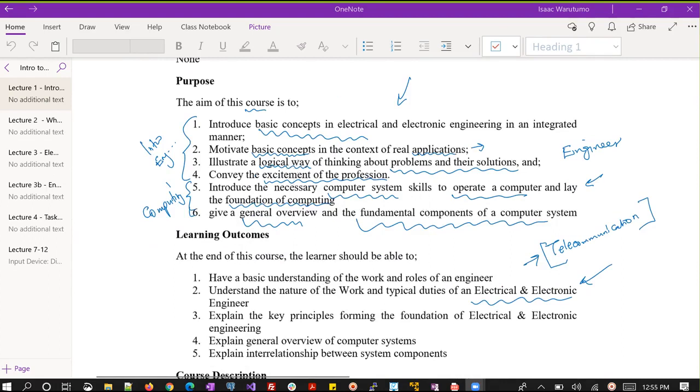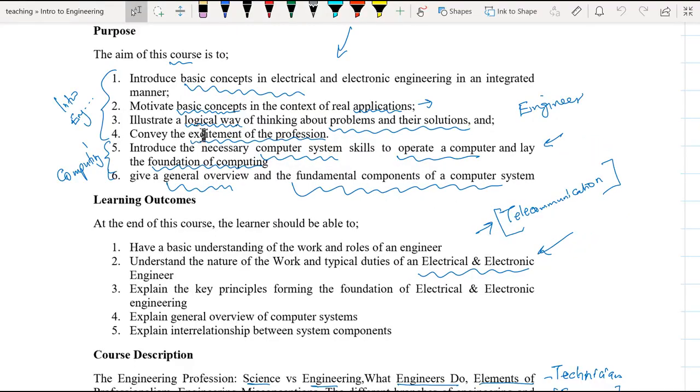unit. So we are also going to be introducing the basic concepts in the context of live applications of engineering, and we are also going to be talking about the logical way of thinking about problems that engineers solve. We are going to be talking about why a career in engineering is exciting as a profession, and then we are going to move to part 2.